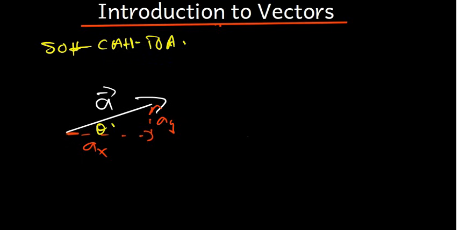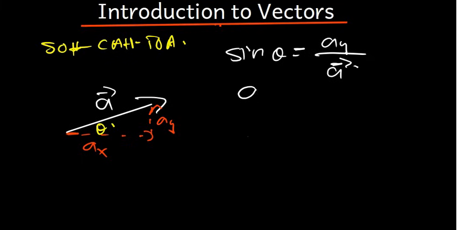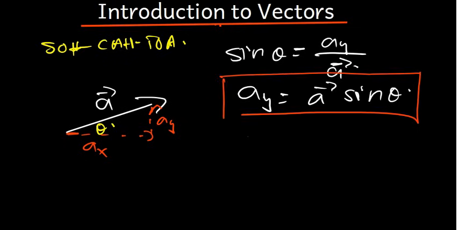we can start with sine. If we get the sine there, we are going to see that sine theta is going to be equal to the opposite, ay, divided by the hypotenuse, a. So whenever I'm trying to resolve any vector into the y component, I get the sine of the angle. That is the first formula which you have to know, and very, very important.